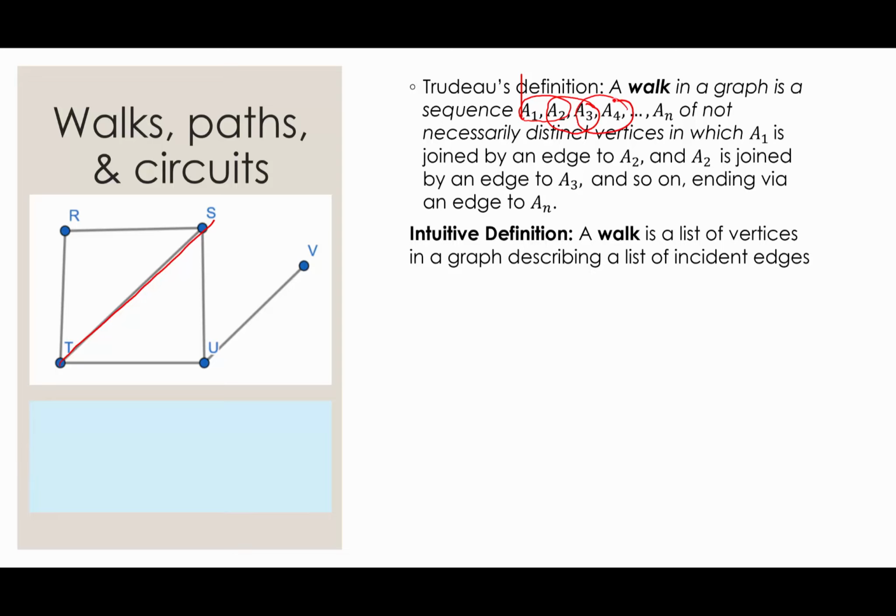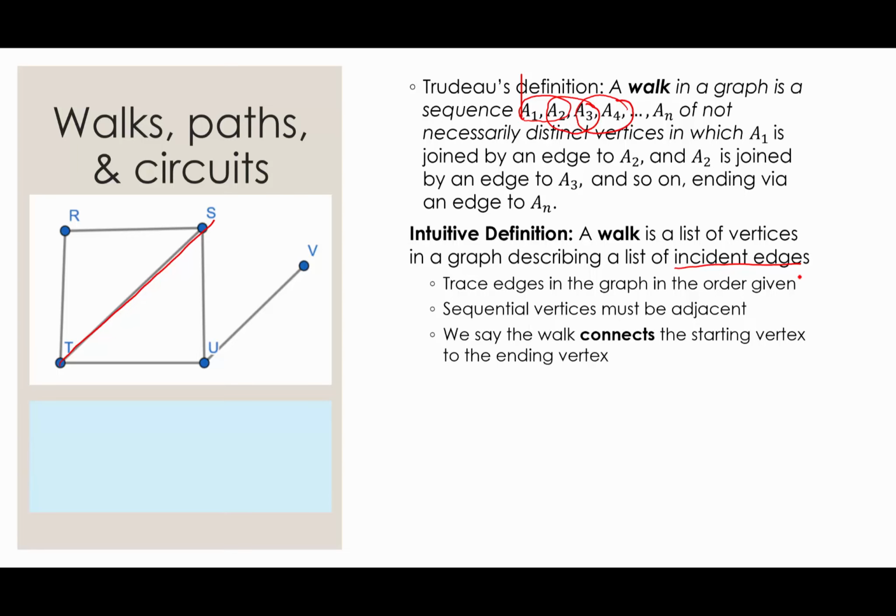But intuitively, it's a list of vertices in a graph describing a list of incident edges that I can trace through. And the key thing is that these should be traced in the order given, so the edges have to meet one another. That's what I mean by saying they're incident edges, is that two sequential edges will have to actually touch, and therefore the sequential vertices must be adjacent. When we say the walk connects the starting vertex to the ending vertex.